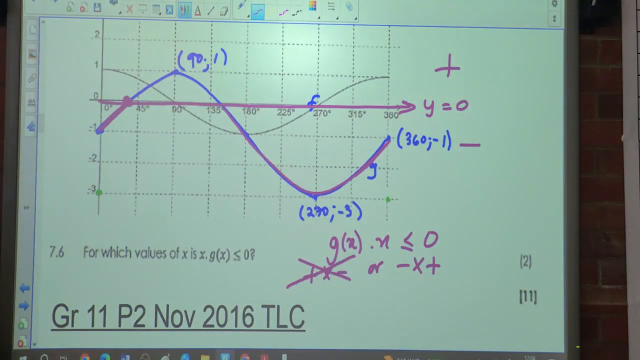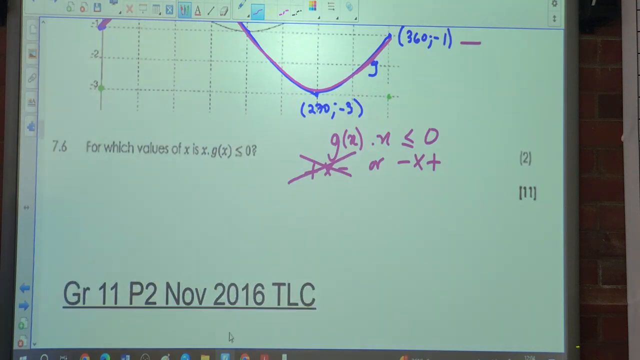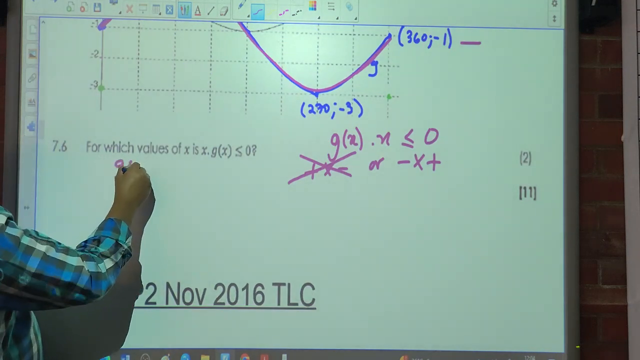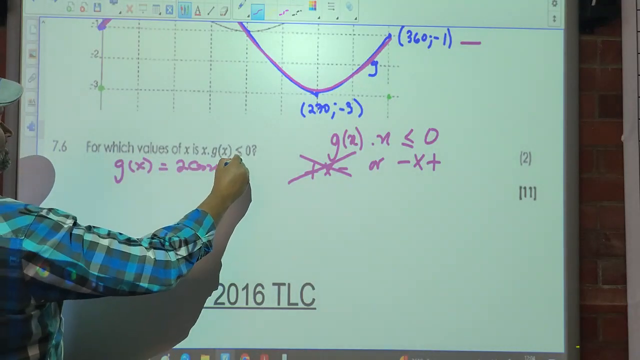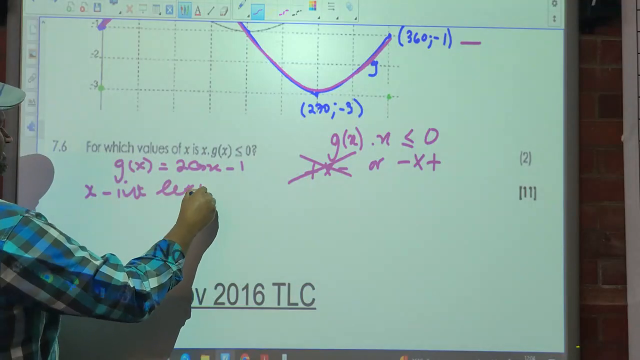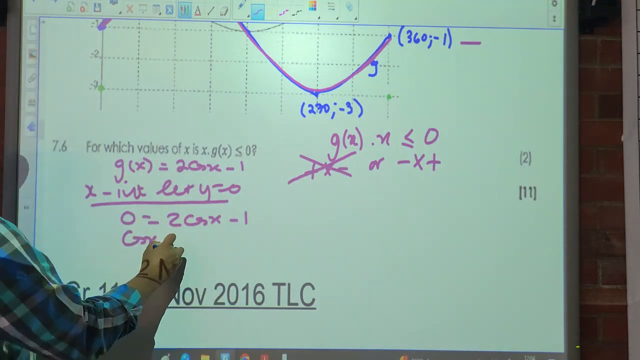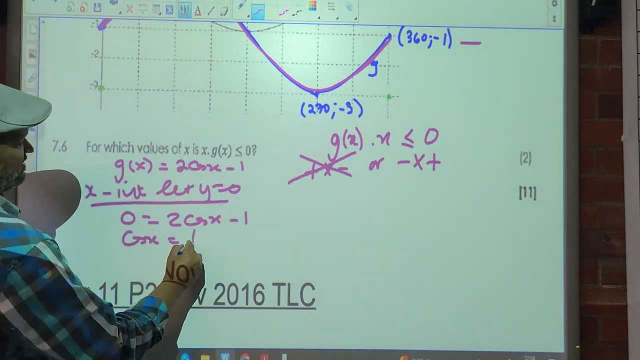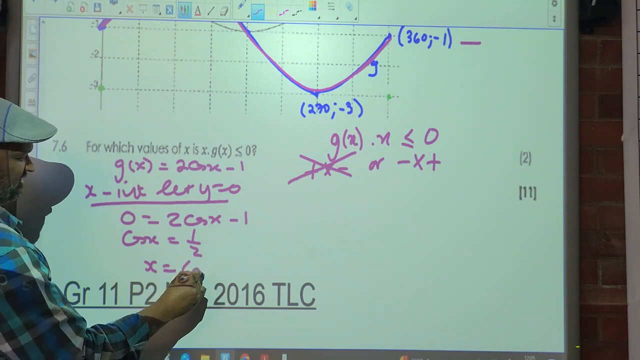Okay. So how do I get that point? What point is this? X-intercept. Not so. How do you calculate x-intercept? Let y equal to 0. And what's the equation of this graph? What's the equation of g of x? Huh? 2 cos x minus 1. So if I say this equal to 0, x-intercept, let y equal to 0. So 0 is equal to 2 cos x minus 1. Make cos x the subject of the formula. So 2 cos x equal to 1, divided by 2. So cos x equal to half. But take cos inverse of half. X is going to give you an answer of 60 degrees.